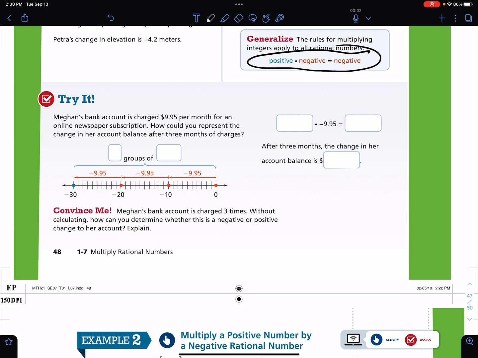Megan's bank account is charged $9.95, so that's charged means it's negative, per month for an online newspaper subscription. How could you represent the change in her account balance after 3 months of charges? So 3 groups of $9.95, negative $9.95. So 3 times negative $9.95.